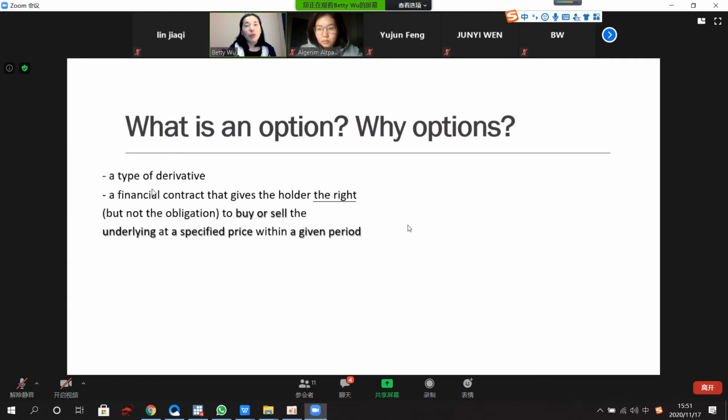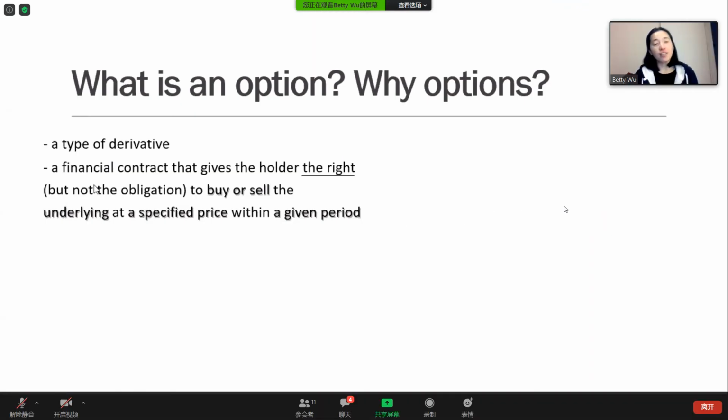All right. More specifically, the definition of an option is a financial contract that gives the holder the right, but not the obligation, to buy or sell the underlying at a specified price, always a price, okay, in financial instruments within a given period. So already, when you describe an option, these are the elements that you need to specify.